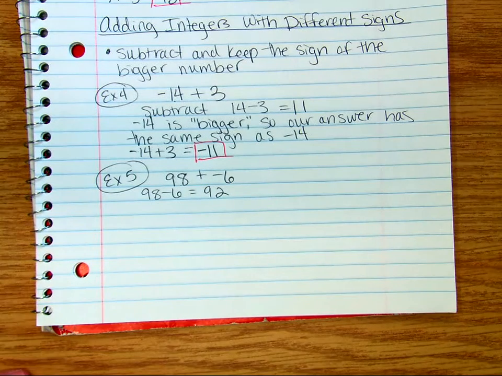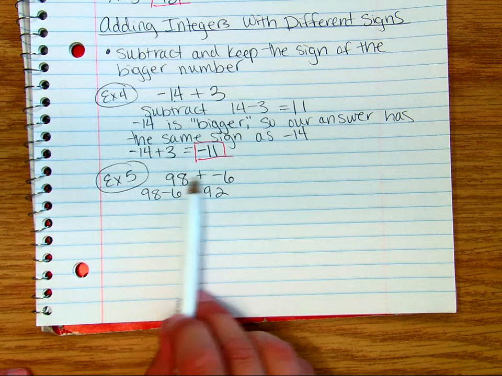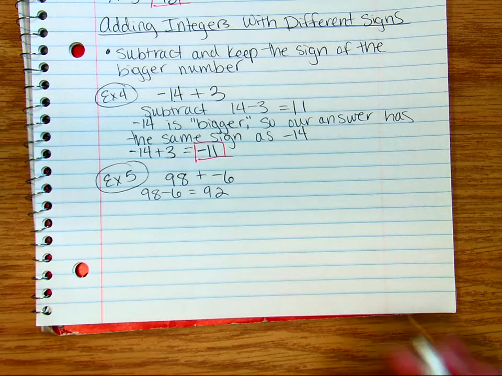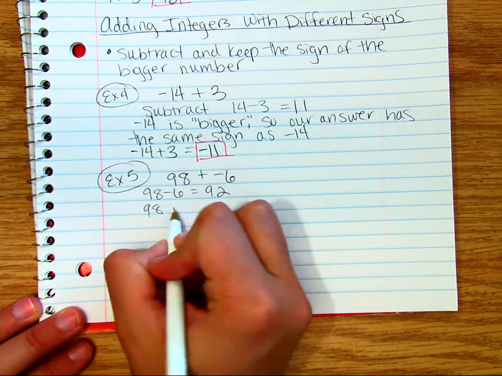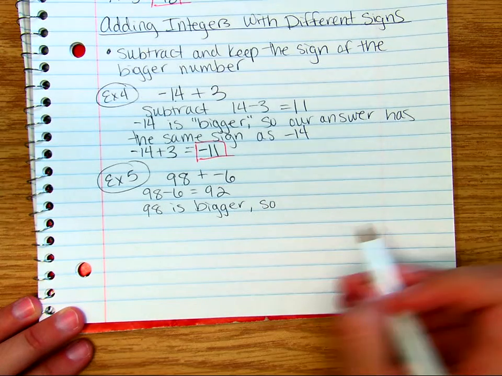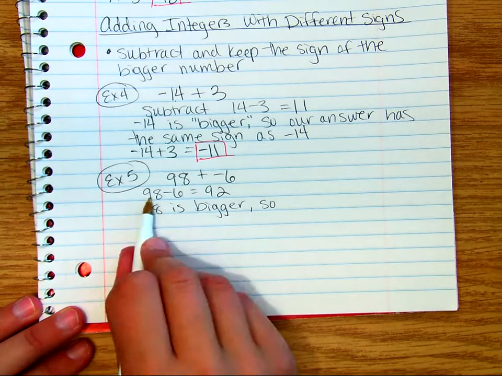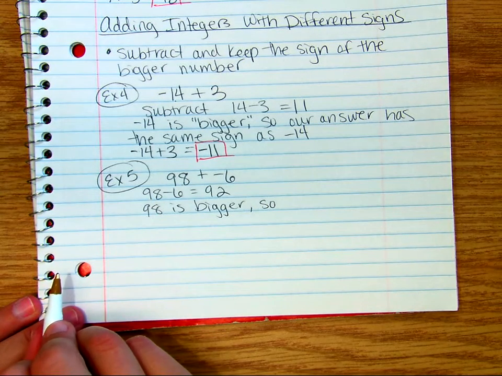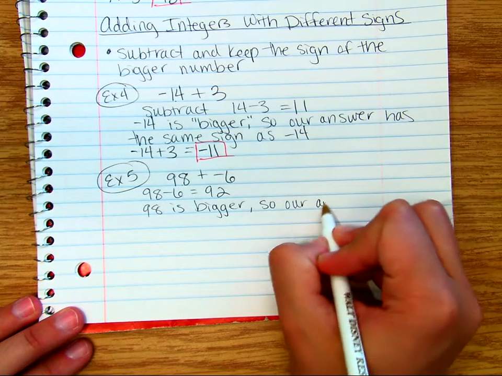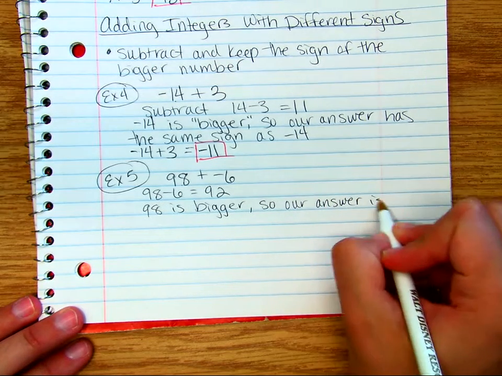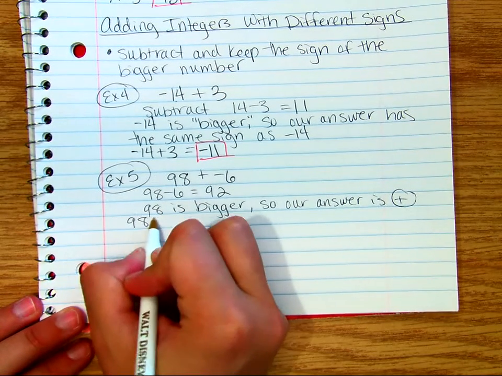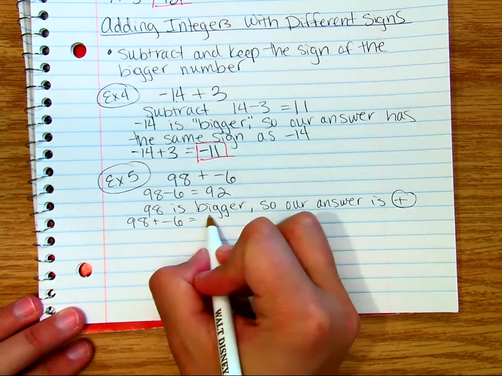We get 92. And then we're going to take the sign of the bigger. So 98 is bigger, or further from 0, I mean. So our answer is going to have the same sign as 98, which is positive. So our answer, we'll say, is positive. So 98 plus negative 6 is a positive 92.